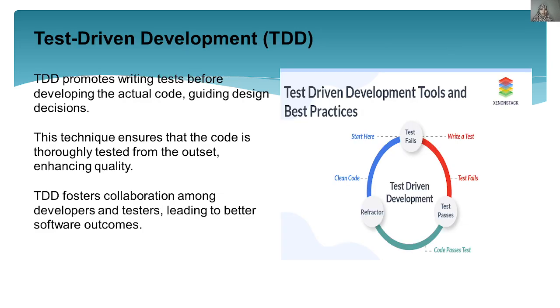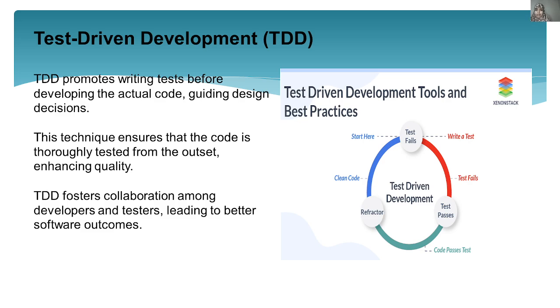Test driven development. Test driven development promotes writing tests before developing the actual code, guiding design decisions. This technique ensures that the code is thoroughly tested from the outset, enhancing quality. Test driven development fosters collaboration among developers and testers, leading to better software outcomes.